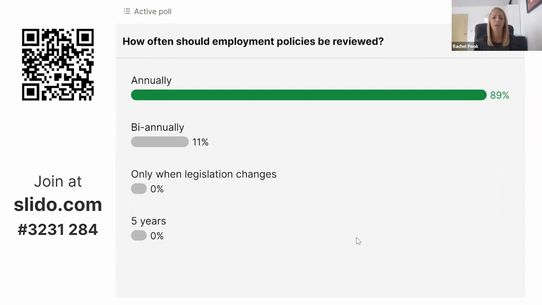Well, I'm pleased no one has said the last two. There is no hard and fast rule. My recommendation would probably be biannually, purely because annually is very time consuming. Obviously, if there was a legislation change, you would do it earlier, but more often than not, that is a lot of work to do annually.